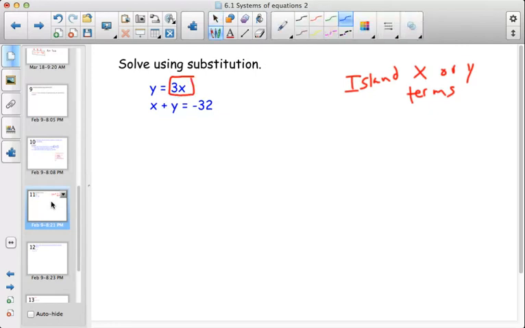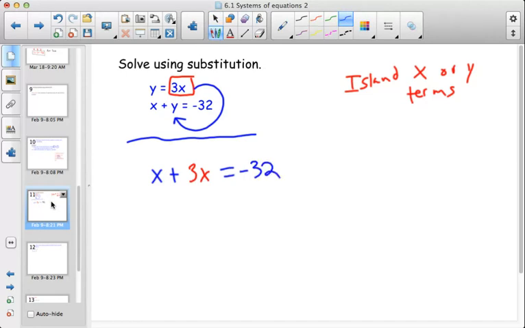So the substitution that happens is we take that 3x and substitute it into the opposite equation wherever we see a y. In this case, we're going to replace y with 3x. What this does is turn this into a one-variable equation instead of two. So when we write this out and substitute, the second equation is now x plus whatever we substituted, which was 3x, is equal to negative 32. Again, what used to be y is now 3x. And then we've got an equation with just one variable.